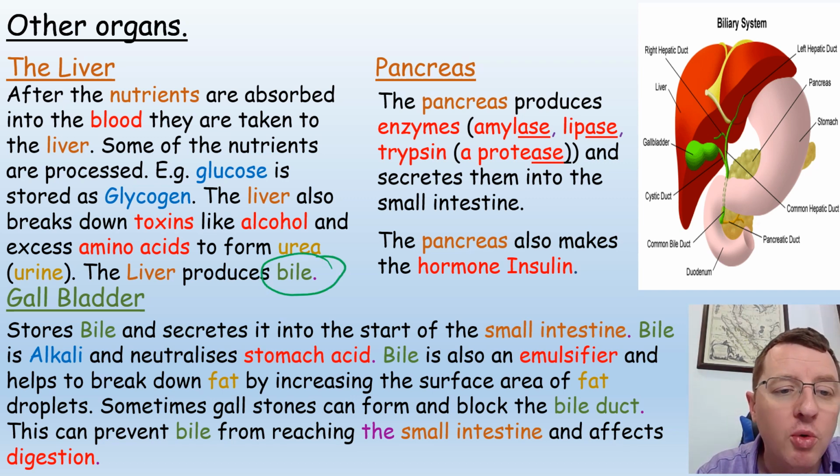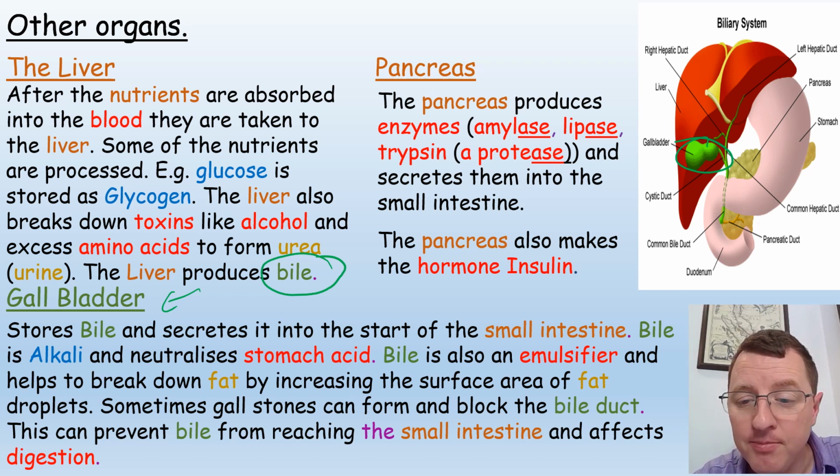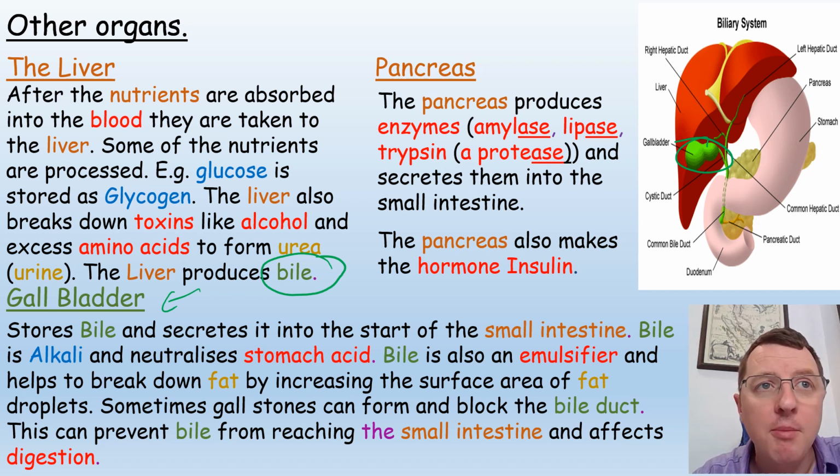Now that bile will be stored in the gallbladder, which is just below the liver. So the gallbladder will store the bile and then secrete it into the start of the small intestine. This is very important because bile is an alkali, and therefore it will neutralize the stomach acid. And that means that the pH will be the optimum pH for the enzymes in the small intestine.